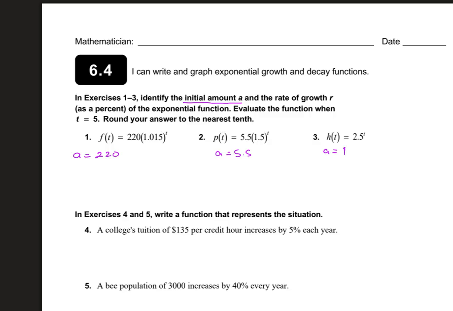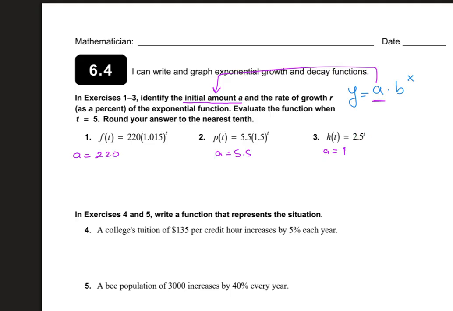Now, if you're not sure how I did that, the idea is that all of these follow our parent function of y equals a times b to the x power, where a is our initial amount right there. And so if you're like, well, this one doesn't have 1, yeah, it would have to be 1 times 2.5, because b would be 2.5 here.